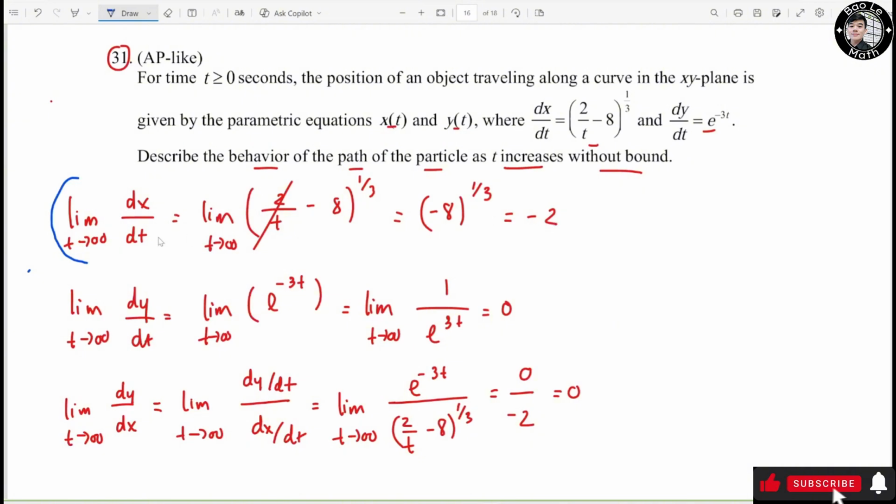Now observe that the limit of the horizontal velocity is negative 2, which is less than 0. It tells us that the particle continues to move to the left at a constant speed of 2 units per second. Now for the vertical motion, the vertical motion stops as the vertical velocity approaches 0. So finally, we're going to come to the conclusion. The path of the particle approaches a horizontal line since the slope dy over dx approaches 0 when t approaches infinity.